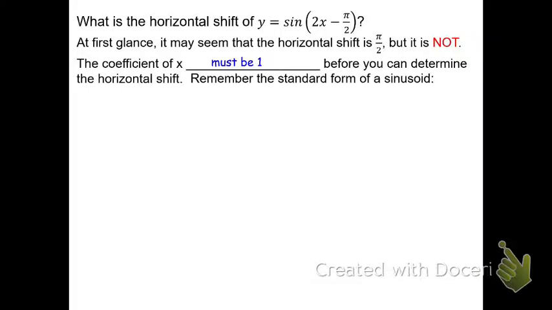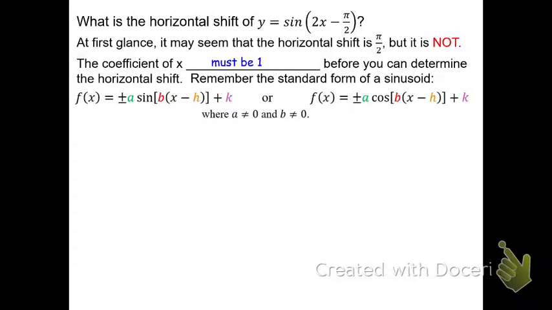Now, if you remember the standard form of a sinusoid, it's going to look like one of these, depending on whether it's sine or cosine. Notice that the frequency, or the b value, has been factored out inside that argument, inside the brackets. If the b value is factored out, then we can see what that actual shift is going to be. But in the example above, it hasn't been factored out, which means the shift is not negative pi over 2. It's not positive pi over 2 either.